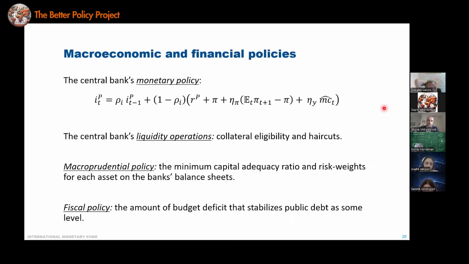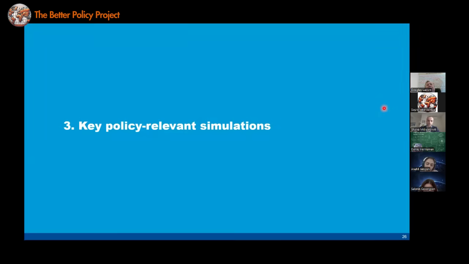But we have a more nuanced policy side. We have monetary policy that decides on policy rate, but we also have central bank deciding on liquidity operations like collateral eligibility, haircuts. We have macroprudential policy deciding on capital adequacy ratio as well as risk weights for each asset of the banks. And we have fiscal policy.